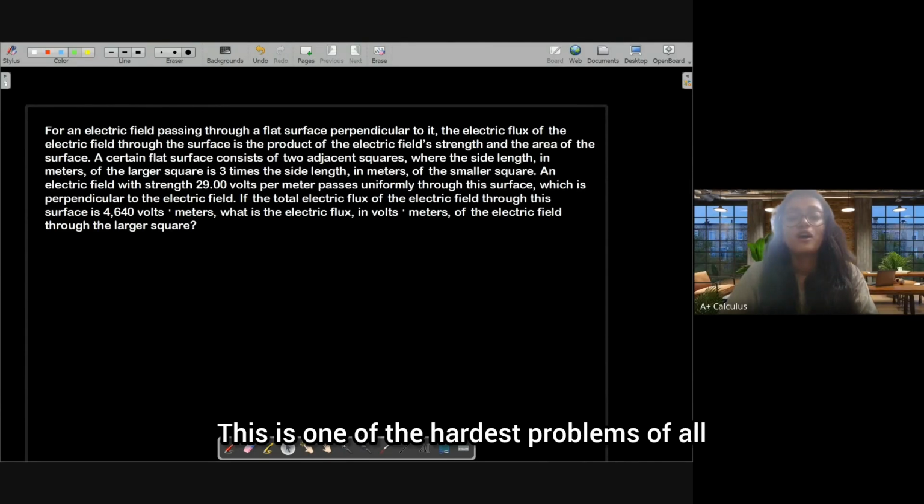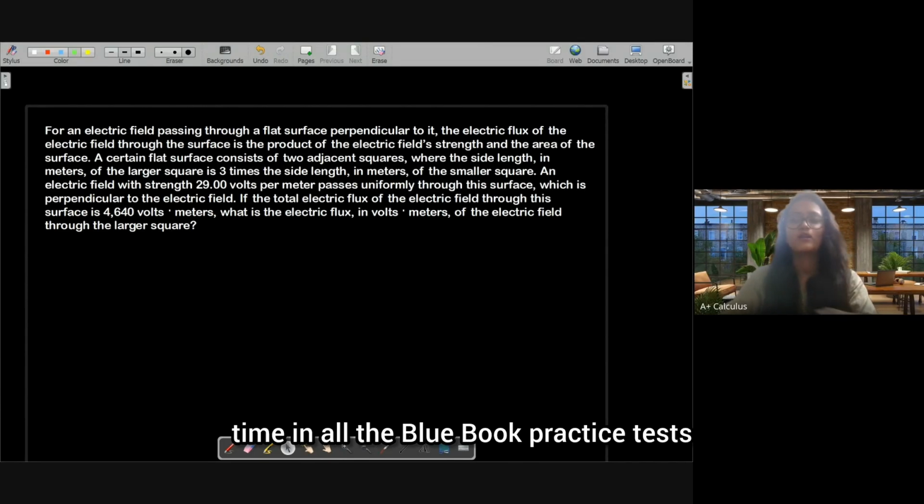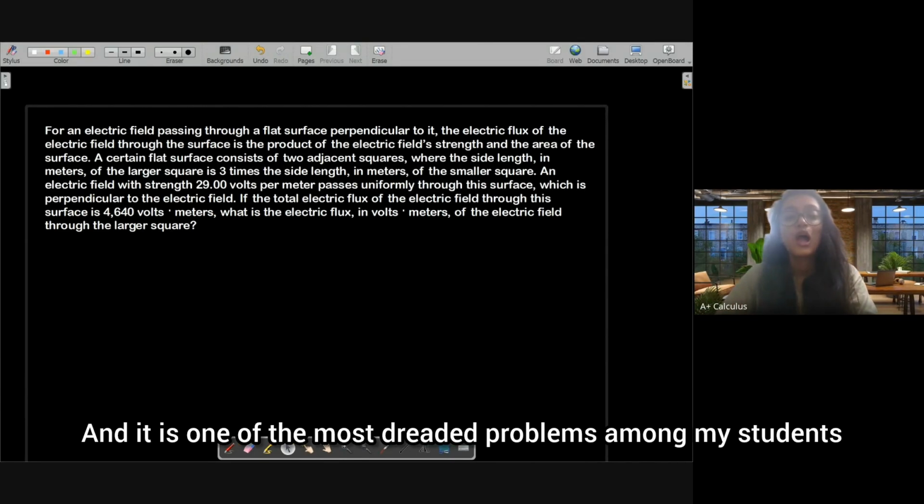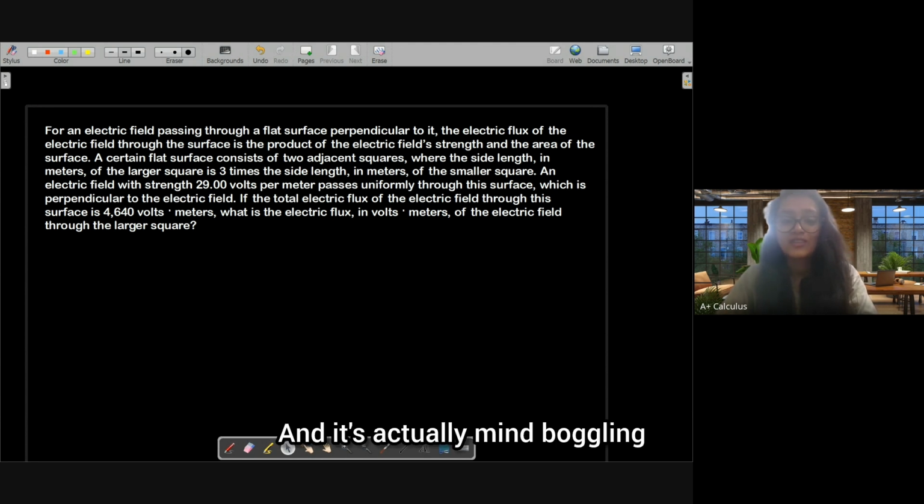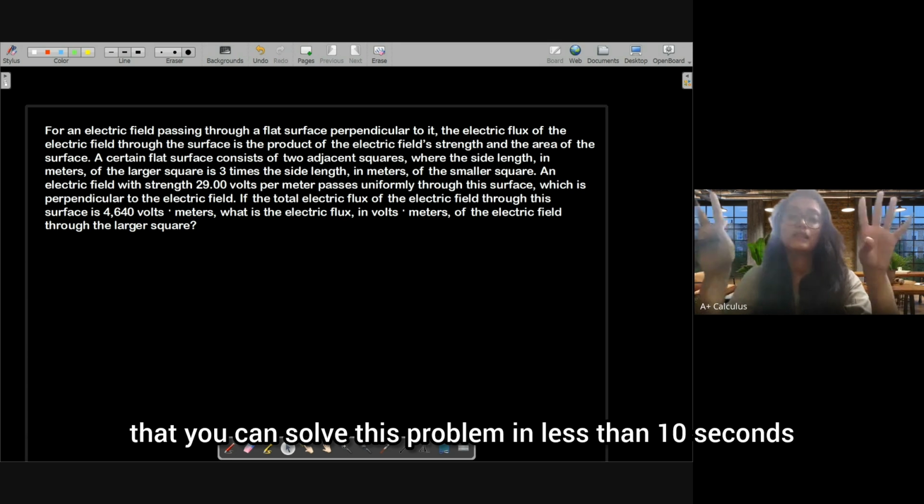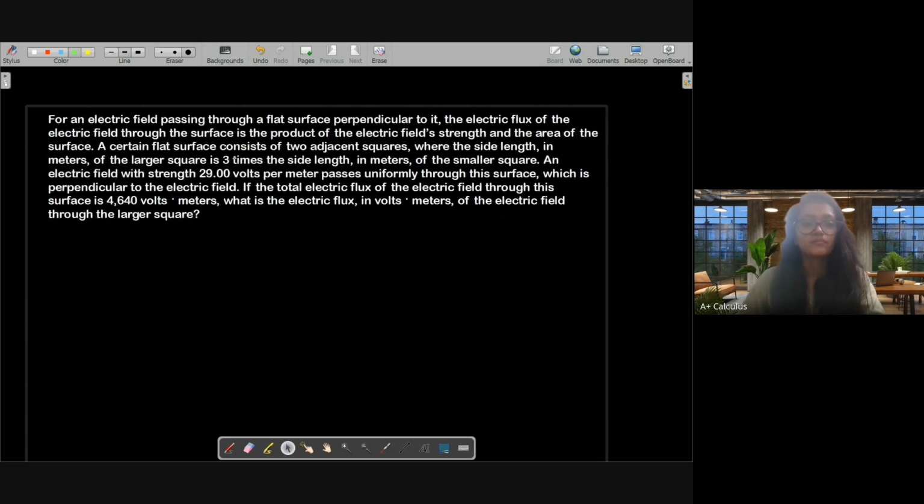This is one of the hardest problems of all time in all the Blue Book practice tests, and it is one of the most dreaded problems among my students. And it's actually mind-boggling that you can solve this problem in less than 10 seconds. Trust me. So let's read this problem.